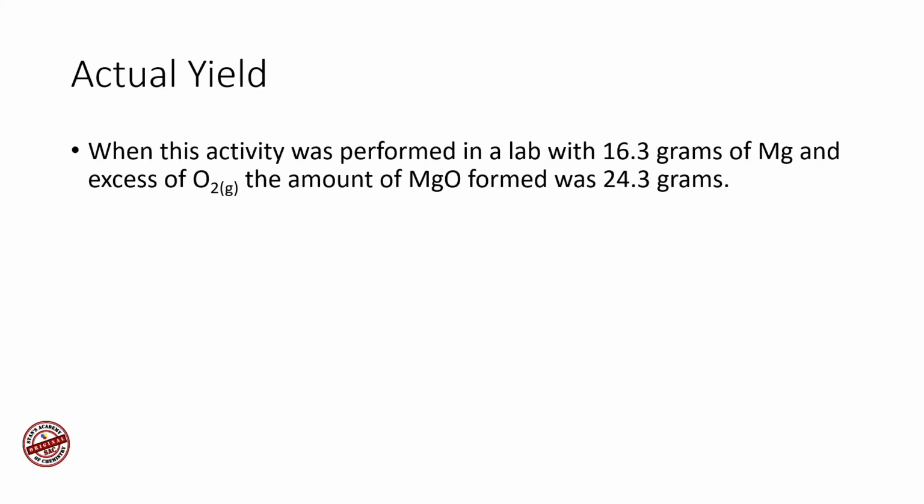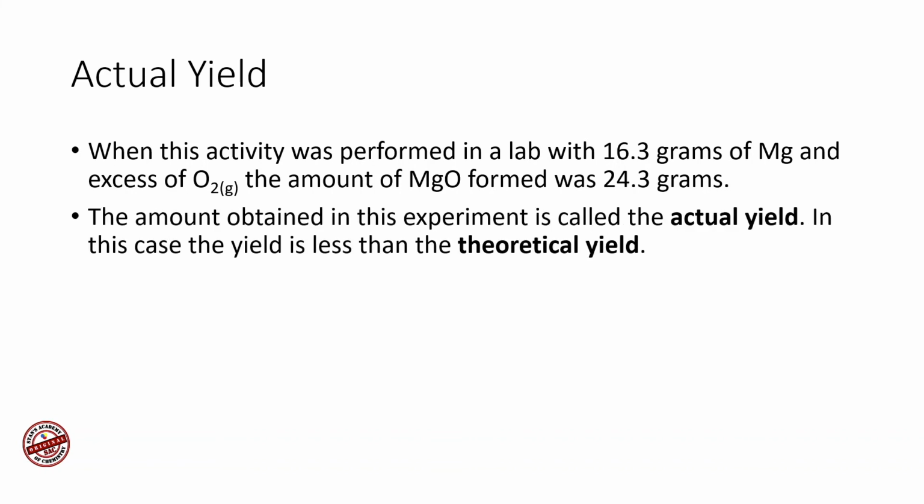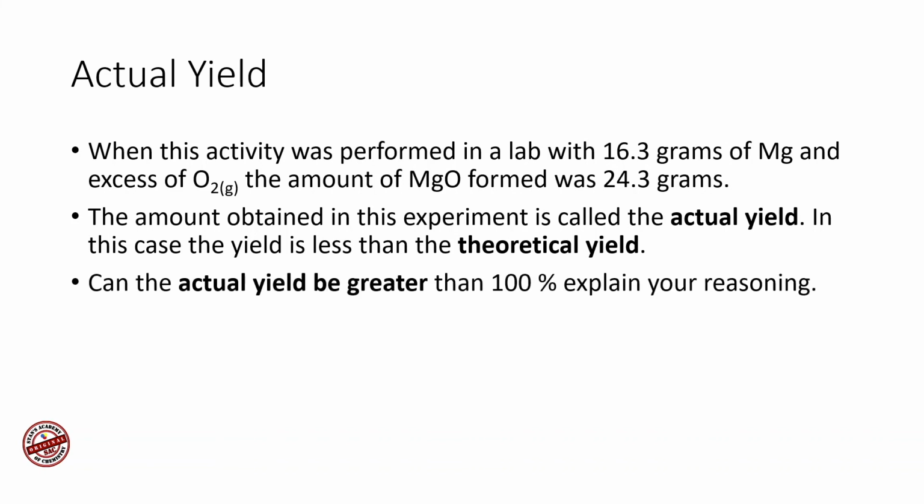When this activity was performed in a lab with 16.3 grams of magnesium and excess of oxygen, the amount of magnesium oxide formed was 24.3 grams. The amount obtained in this experiment is called the actual yield. In this case, the yield is less than the theoretical yield. One of the questions that you should ask yourself is, is it possible that the actual yield can be greater than 100%? So let's calculate the percentage yield for the given question.